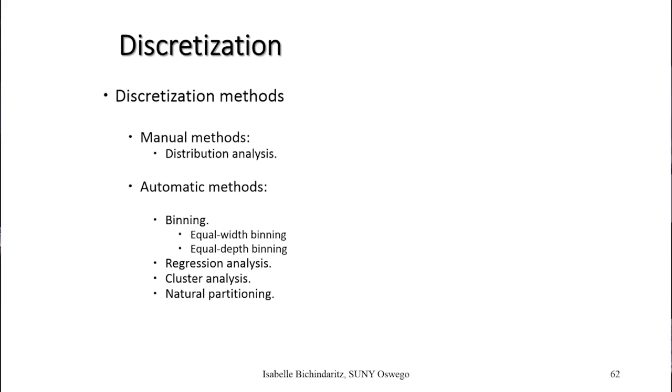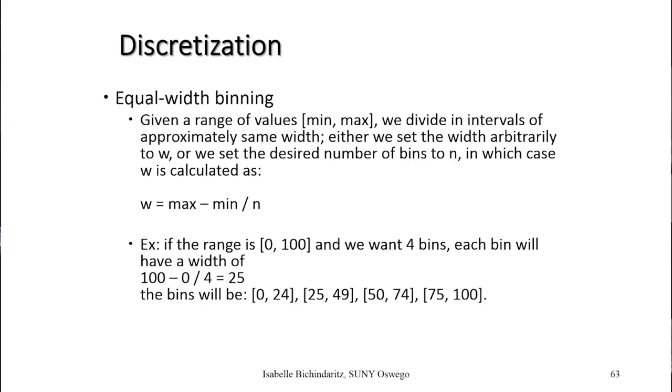Discretization methods include manual methods, for example, visual distribution analysis. You can imagine this is more suited for small datasets. And automatic methods, which are the ones that we're going to focus on, like binning with equal widths and equal depths binning, regression analysis, cluster analysis, natural partitioning would all be possible methods for discretization. Of course, we are often interested in systematic methods, particularly when you want to deal with big data.